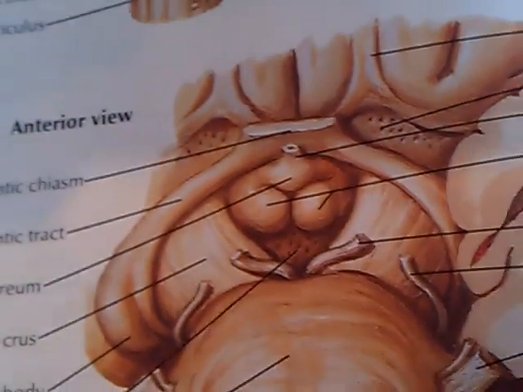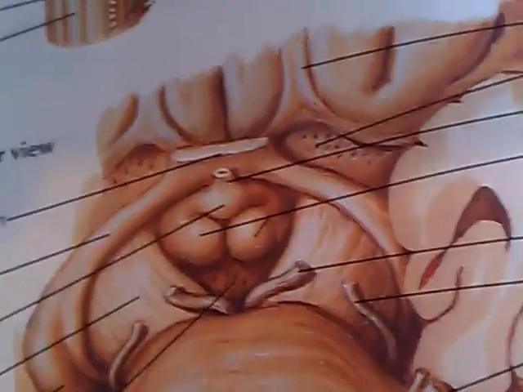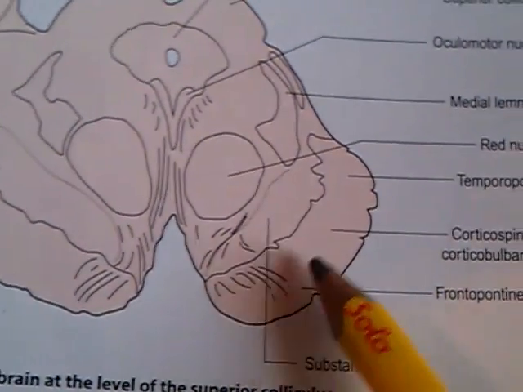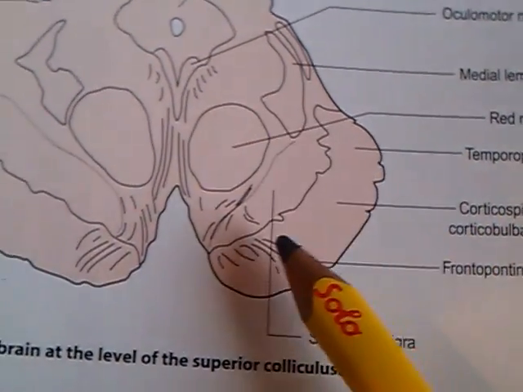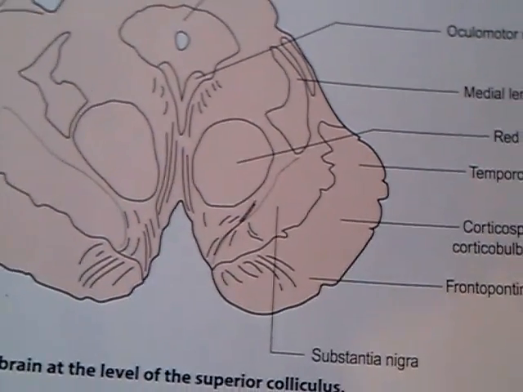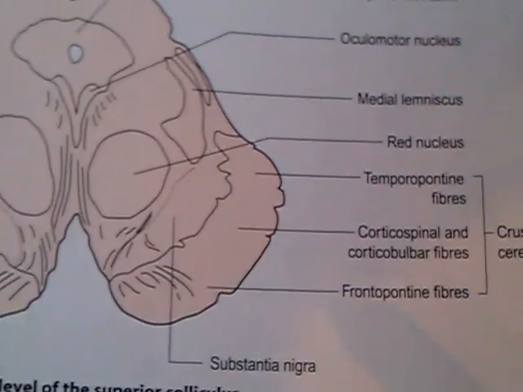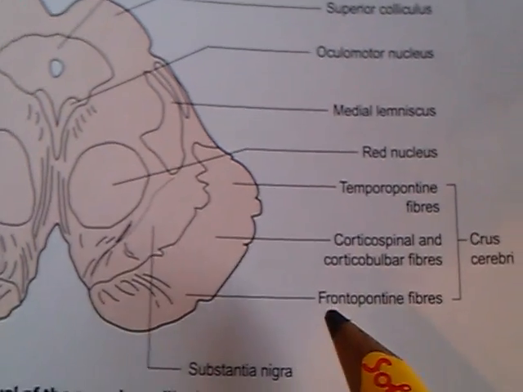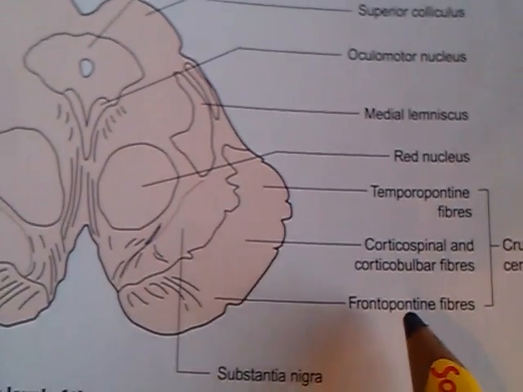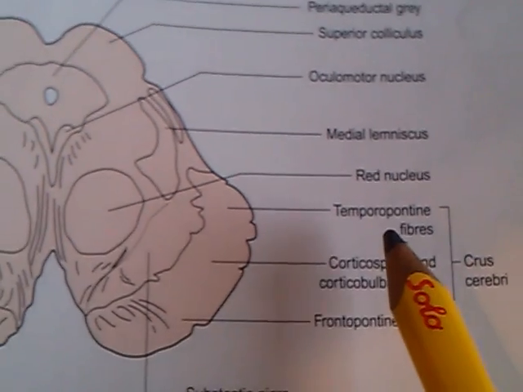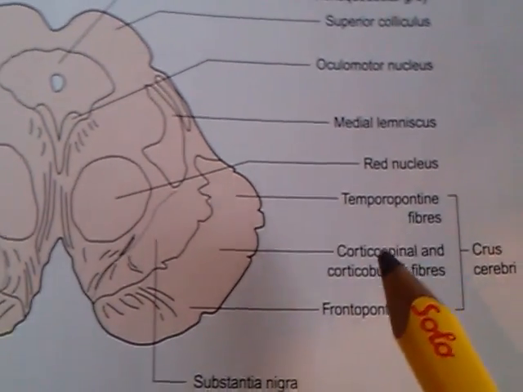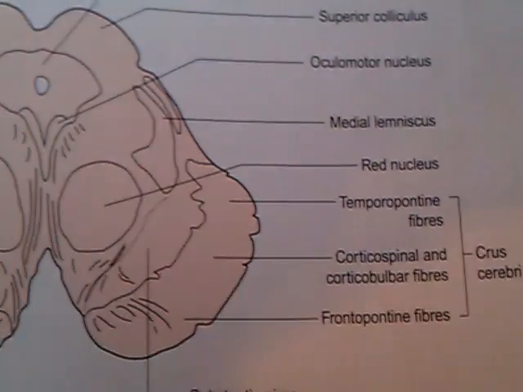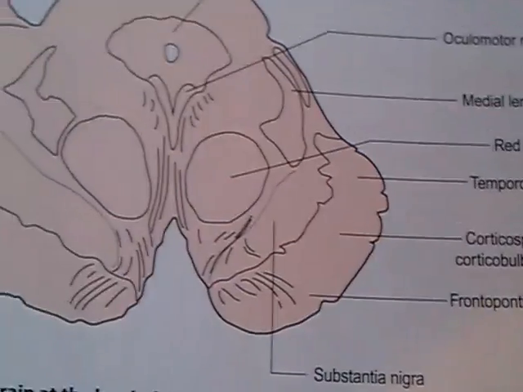And crura cerebri, they consist of white matter. You see the crura cerebri. And there are fibers descending from the cortex. We have corticospinal fibers, corticonuclear fibers, frontopontine fibers, and temporopontine fibers. The frontopontine and temporopontine are called corticopontine fibers as a collective term.